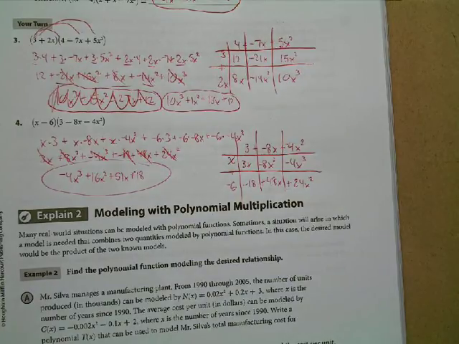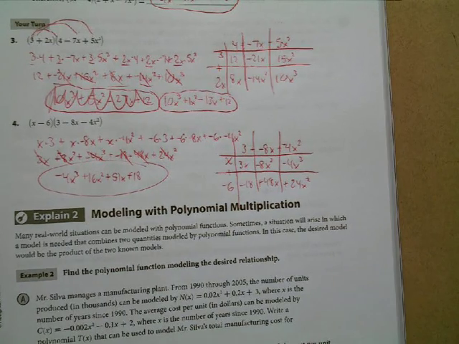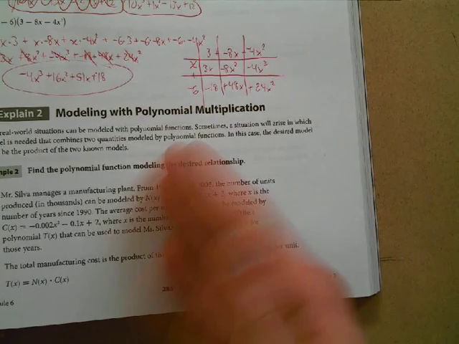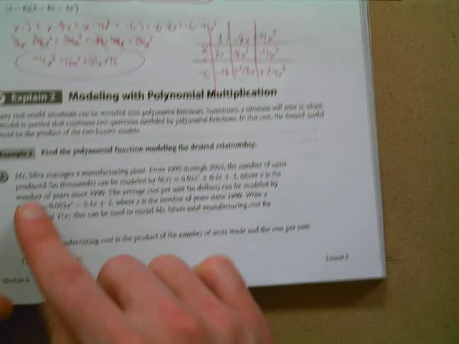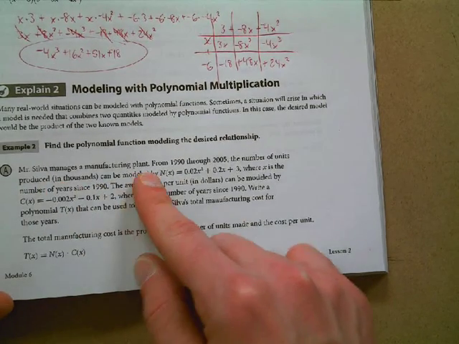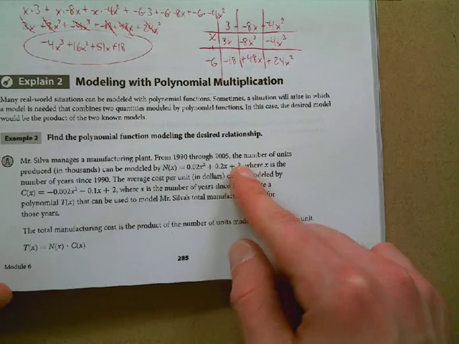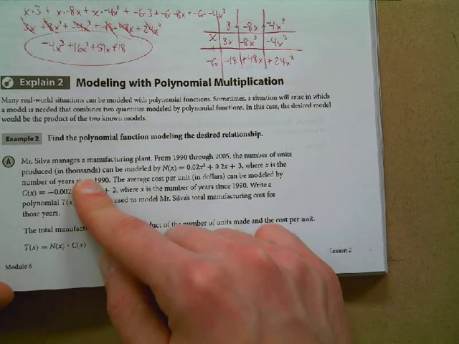Just like the word problems that I showed you guys earlier, you can do multiplication with polynomial word problems too. For example, here it says Mr. Silva manages a manufacturing plant from 1990 through 2005. The number of units produced in thousands can be modeled by this, where x is the number of years since 1990. The average cost per unit in dollars can be modeled by this. Write a polynomial T of x that can be used to model Mr. Silva's total manufacturing cost for those years.